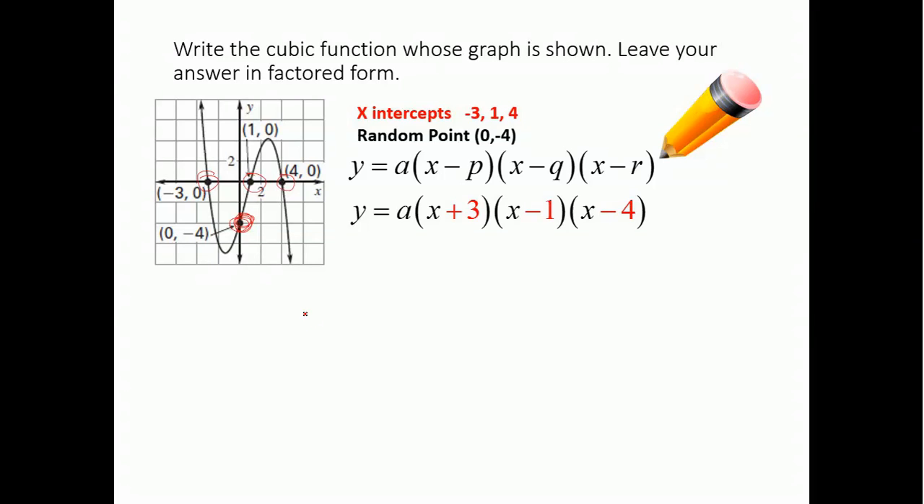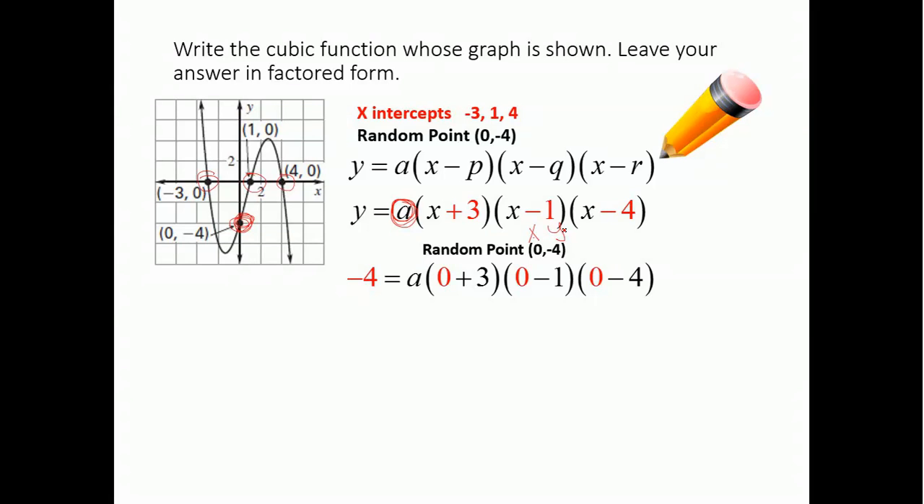Now, how can I get that a? Right now I have 3 variables: y, a, and x. Well, x and y are usually missing. We don't usually have a number for those, but we need a number for a. So that's when that random point's going to come in here. So I'm going to take my random point and plug in my 0 for my x and the -4 for our y. So I'll have -4 equals a times 0 plus 3 times 0 minus 1 times 0 minus 4.